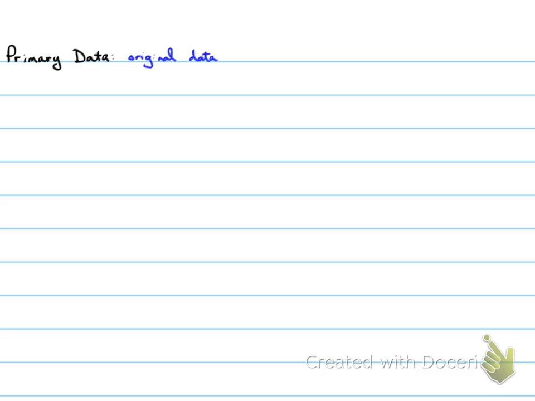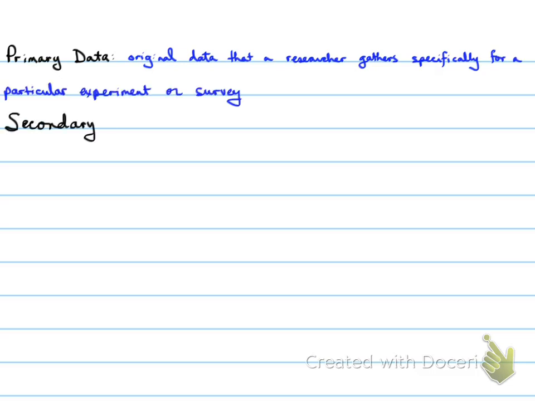Primary data. So in order to make those statements either true or false, we have to collect data. To collect data, we're going to collect one of two types of data. First type of data, primary data, is original data that a researcher gathers specifically for a particular experiment or survey. So, for example, if you go out and survey someone, all the information that you're looking for is considered primary data. You collect it, you record it, and you analyze it. So you specifically gather that data.